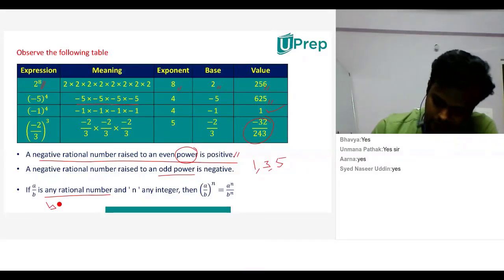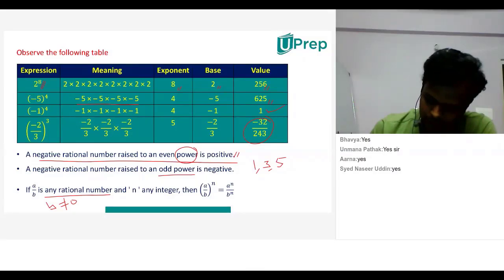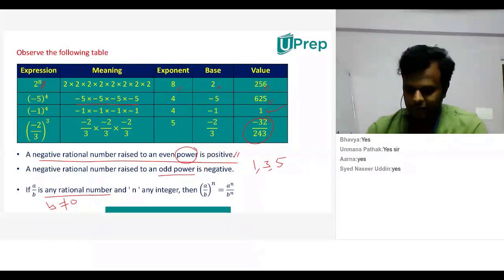B cannot be 0. B can never be 0. So if a by b is a rational number and n is any integer, then (a by b) whole power n is nothing but a power n by b power n.